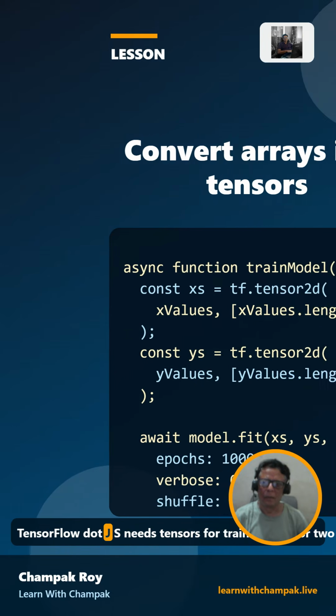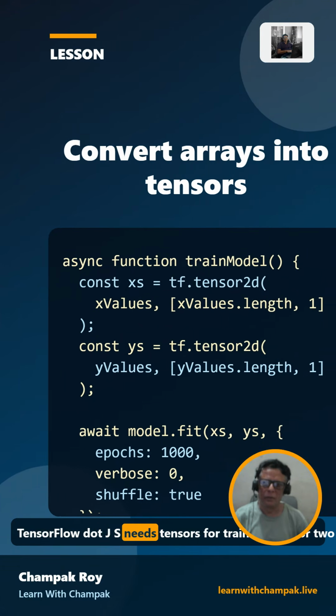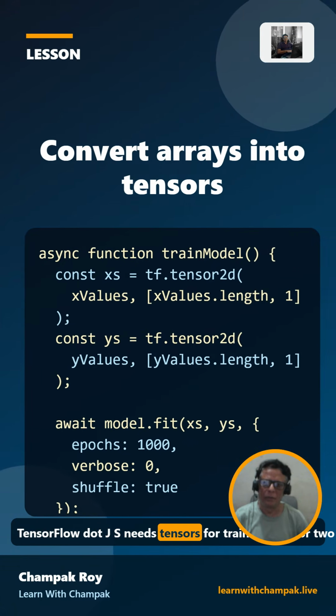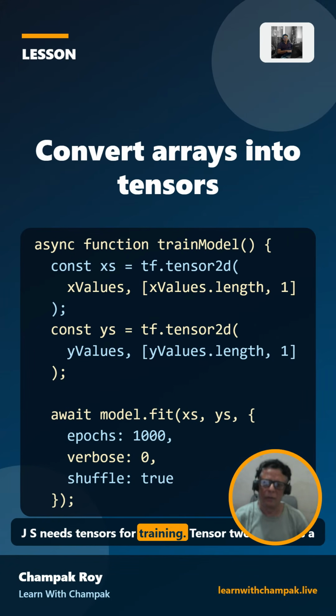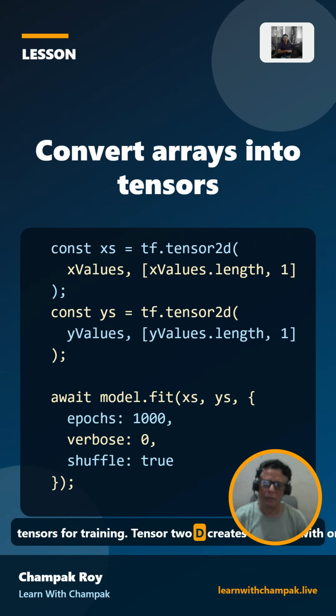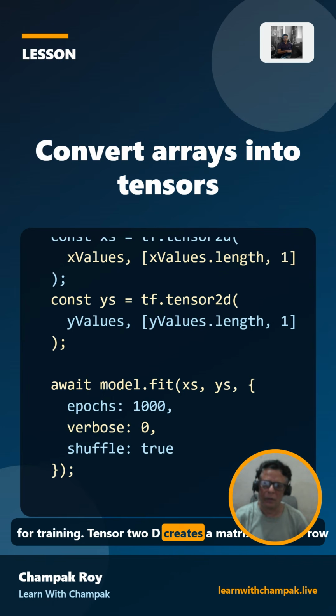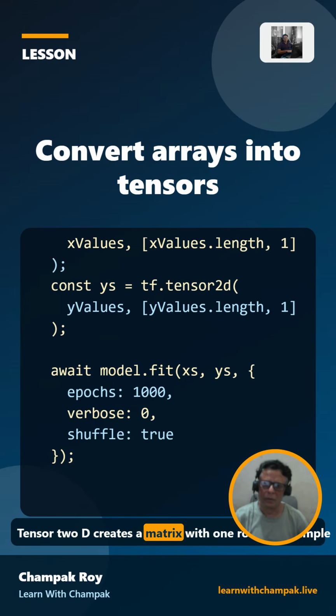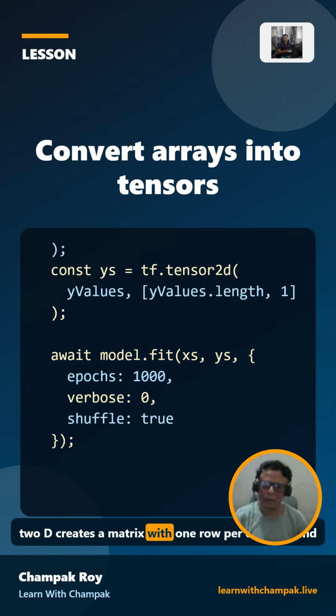TensorFlow.js needs tensors for training. tensor2d creates a matrix with one row per example and one column per value. Await pauses the function until model.fit completes all 1000 epochs.